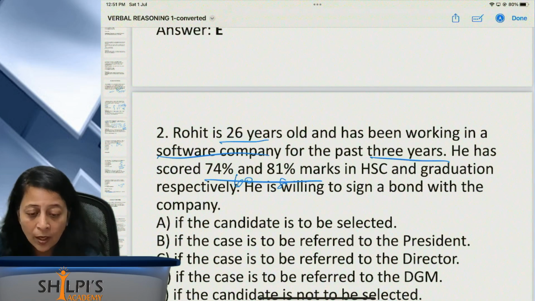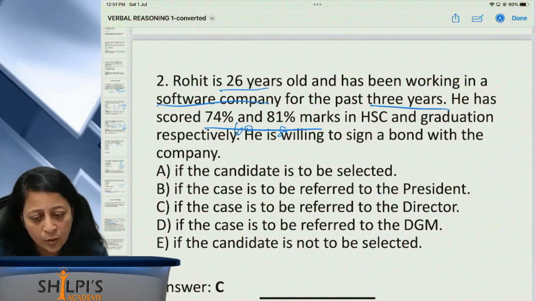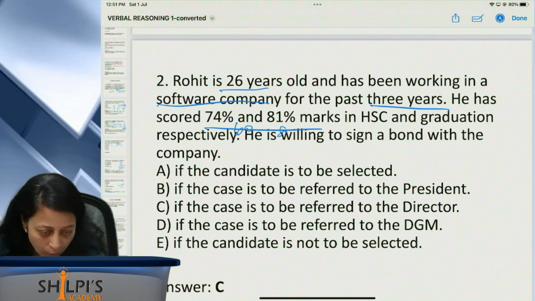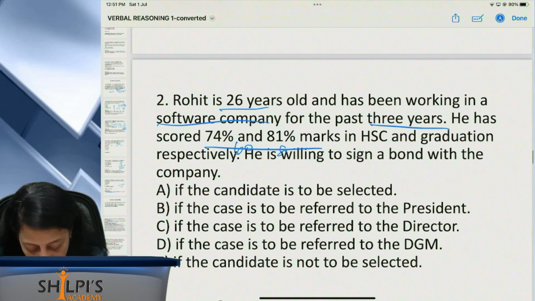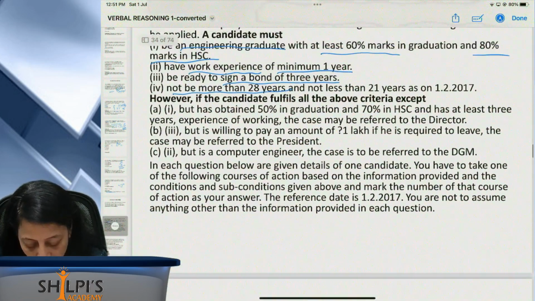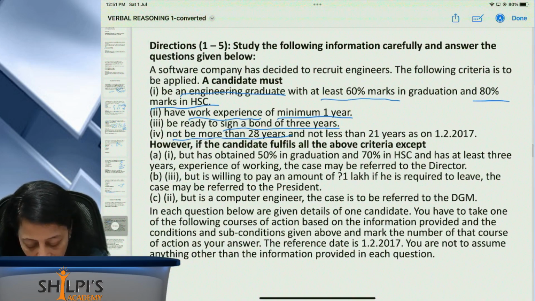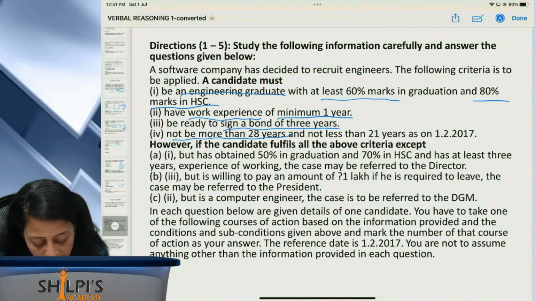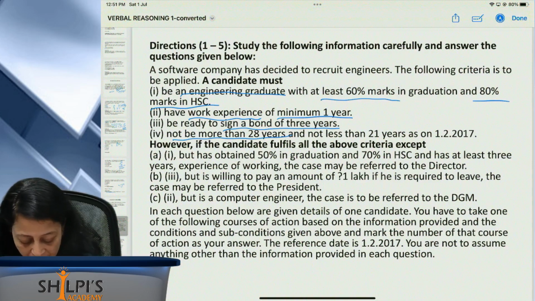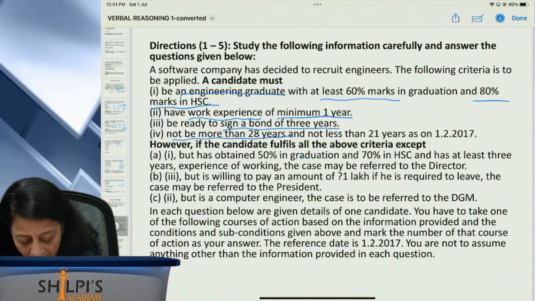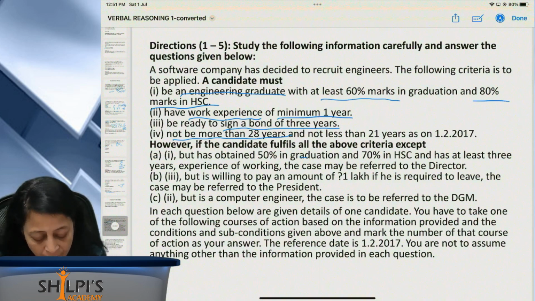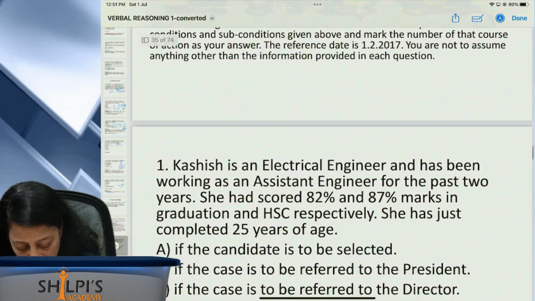Okay. So, what are the various options given here? If the candidate is to be selected, the candidate is to be referred to the president or the director or the DGM, or not to be selected. He has to be selected, but how are we going to select him? He is willing to pay if he is required to leave. He has obtained 15 graduation, 17 HSC and at least 3 years of experience. Then it has to be referred to the director. However, if the candidate fulfills all the above criteria except, if he has not scored anything of this, then he has to be referred.